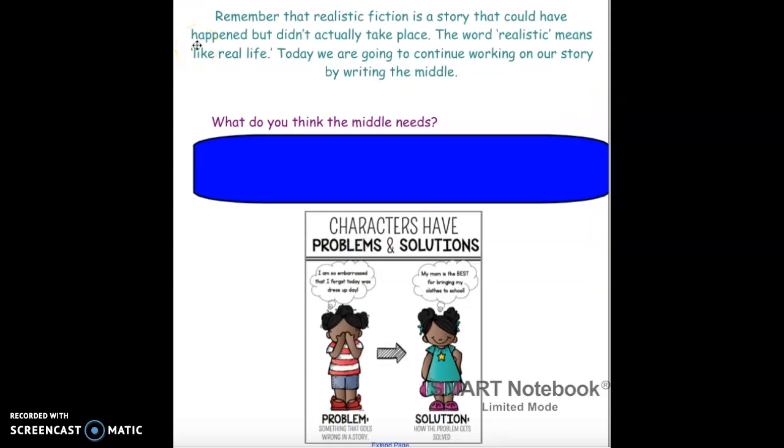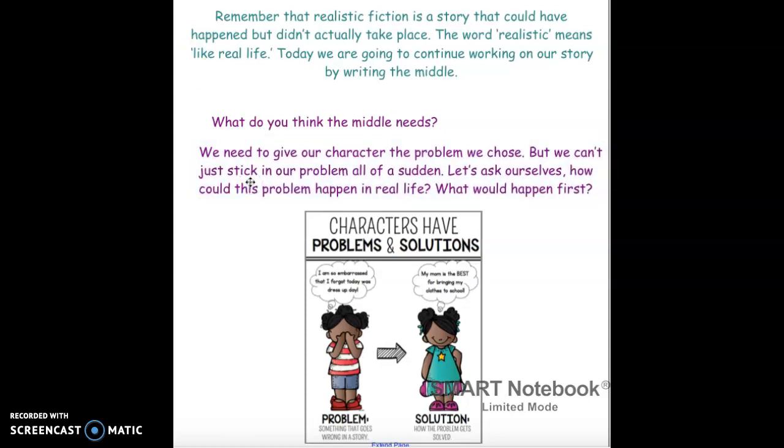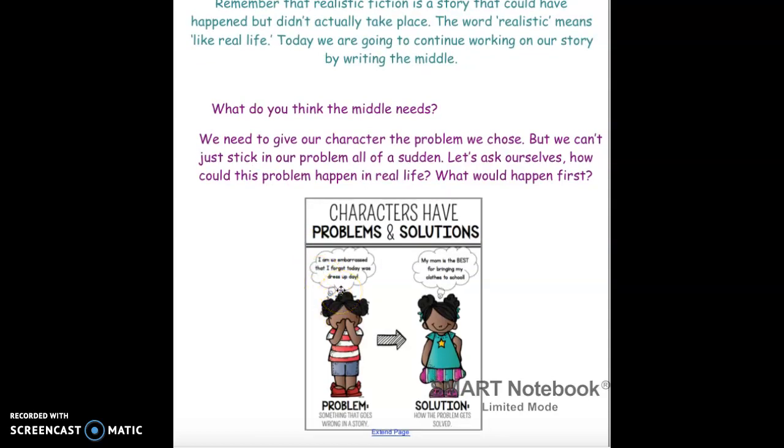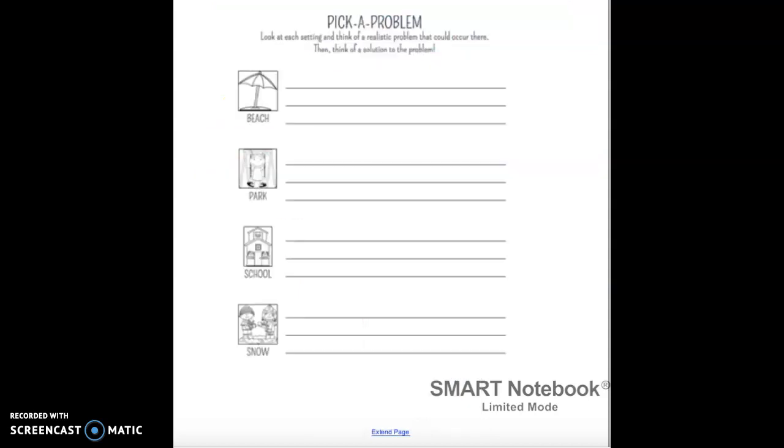So remember, a realistic fiction story is one that could have happened but didn't really take place. The word realistic means real life. So today we're going to continue working on our story by writing the middle. So what do you think the middle needs? It needs a problem. We need to give a character the problem, okay? And it's very important to have the problem match the setting and what the characters are doing, okay? So a problem is something bad that's happened to the character. So today we're just going to focus on the middle, which is just the problem, okay?